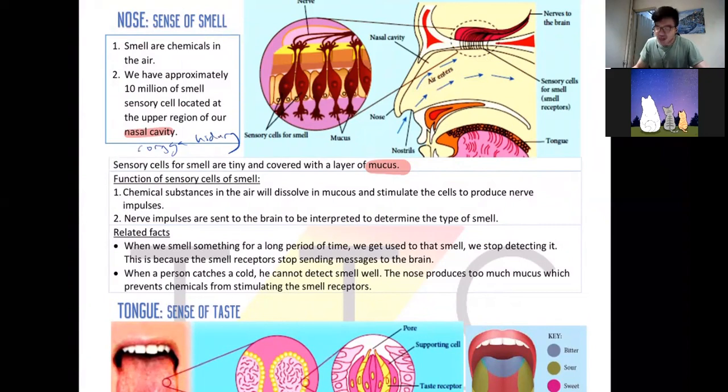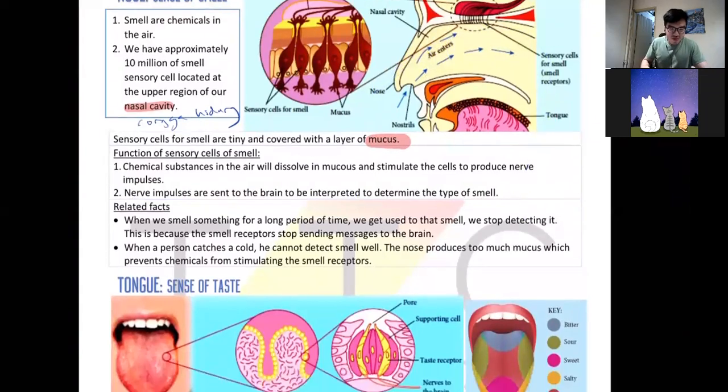The nasal cavity is inside your nostril. When you dig your nose, you're digging the nasal cavity. This thing is connected to your throat. Okay, so, related facts.